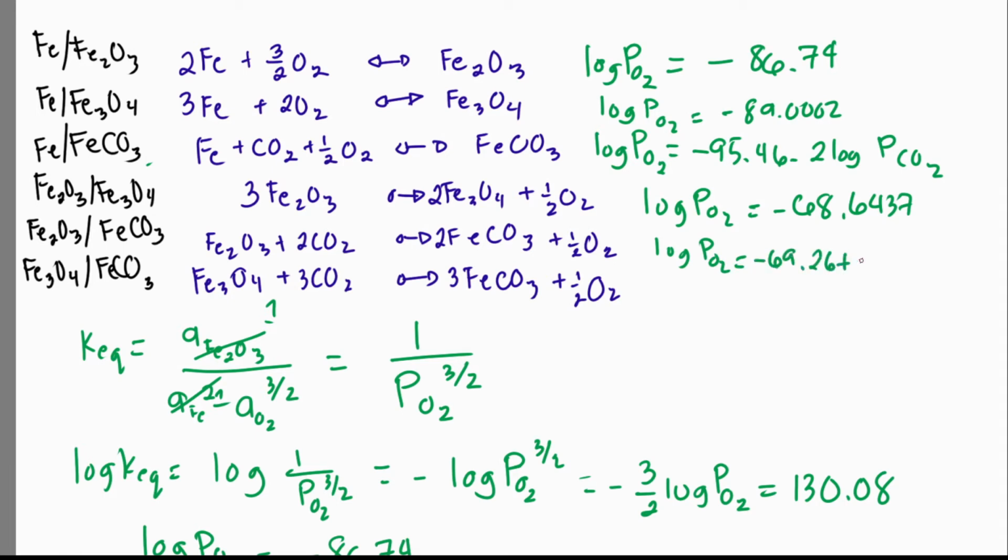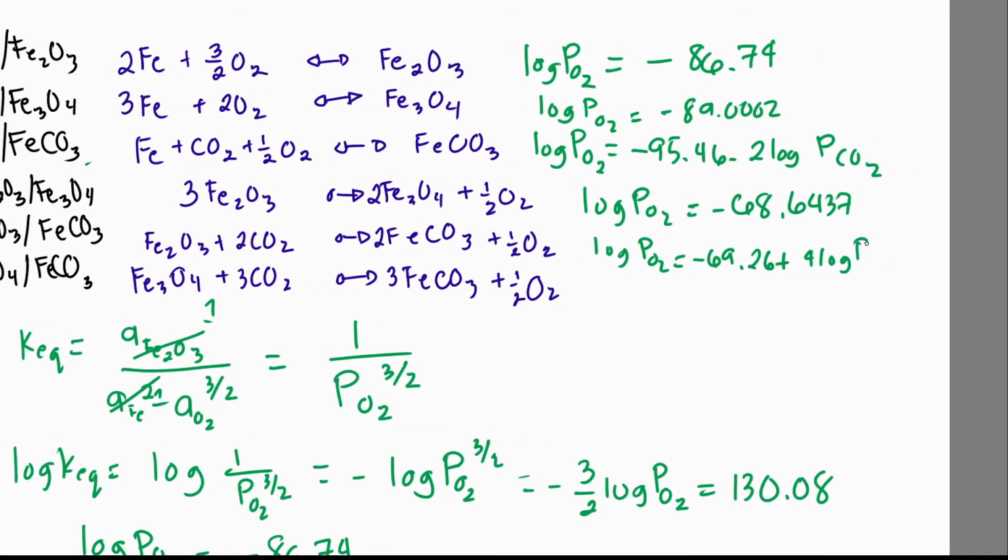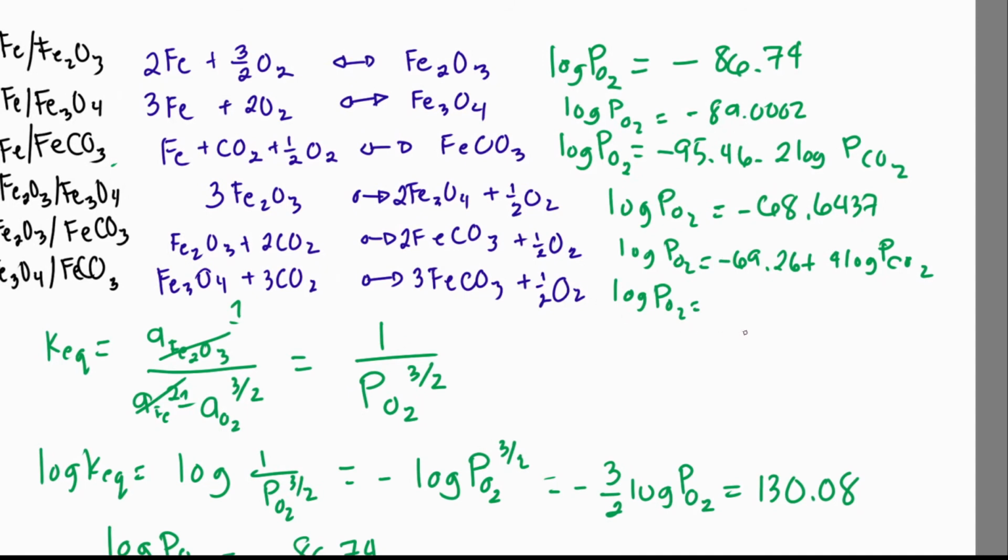Log PO2 is equal to negative 69.26 plus 4 log PCO2. And lastly, we have log of PO2 would be equal to, for the Fe3O4 FeCO3 system, negative 69.569 plus 6 log PCO2.